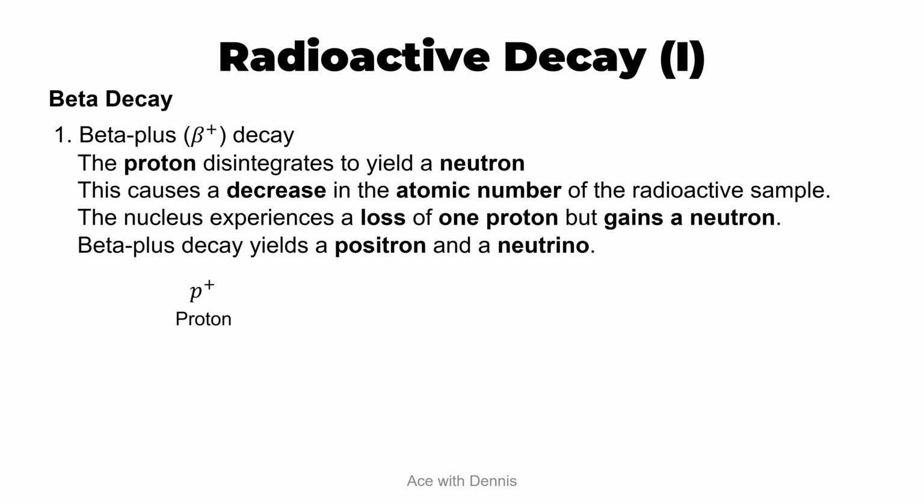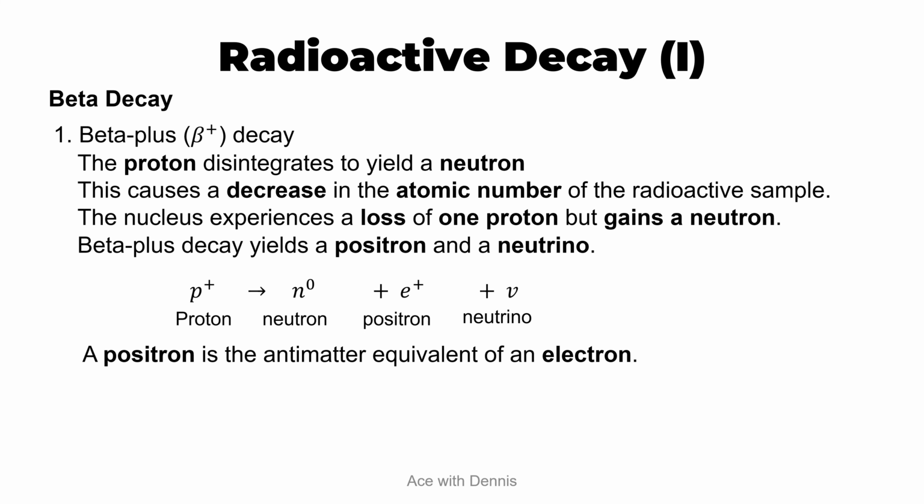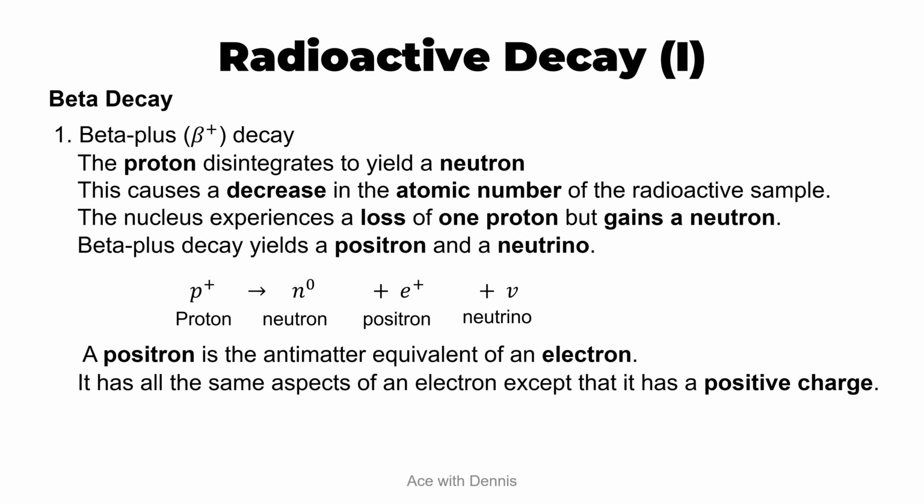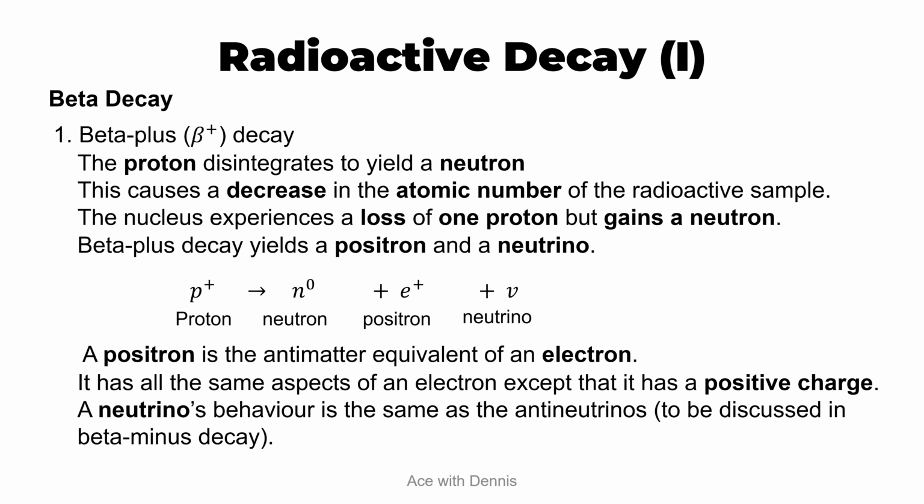And here is the equation of beta plus decay. A proton, which is positive charge, after beta plus decay, produces a neutron, which has no charge, a positron, and a neutrino. A positron is the antimatter equivalent of an electron. It has all the same aspects of an electron except that it has a positive charge. A neutrino's behavior is the same as the anti-neutrino, which we will discuss in beta minus decay.